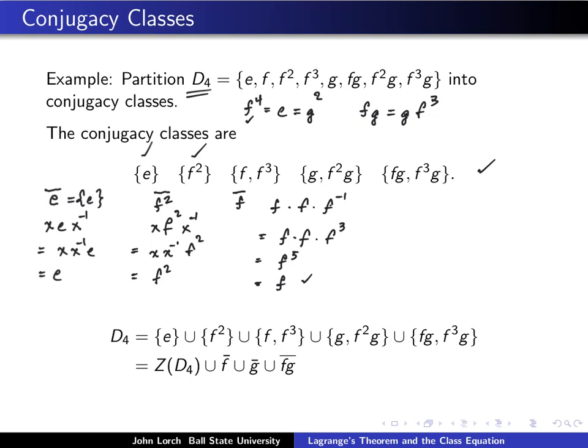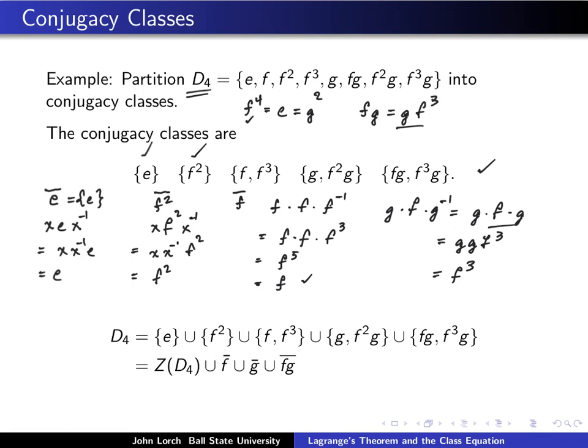But now if we conjugate by G, so we're going to take G times F times G inverse. What is that? Well, that's G times F times G. Remember, G is its own inverse. And F times G, remember, is GF cubed. And therefore, I can replace FG with GF cubed. But G times G is the identity. And so this gives us just F cubed.